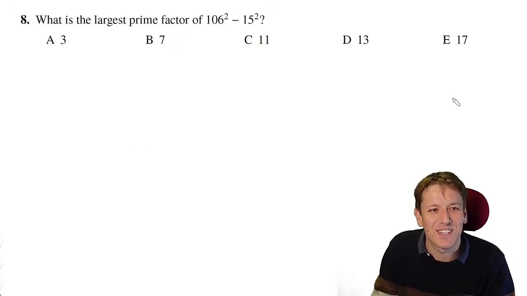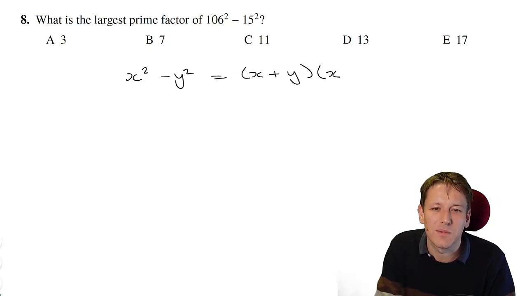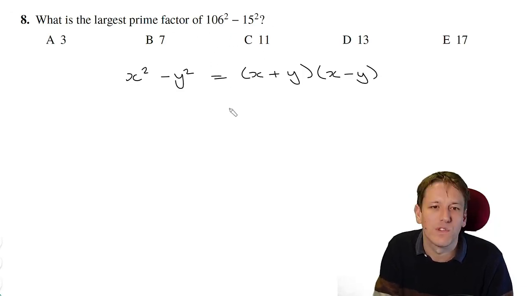Got a classic maths challenge question here. What's the largest prime factor of 106 squared minus 15 squared? Of course, we're meant to rely on the difference of two squares formula here that says that x squared minus y squared is x plus y times x minus y, giving us a nice factorization of the result here.